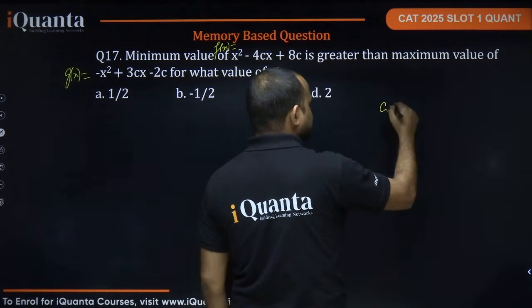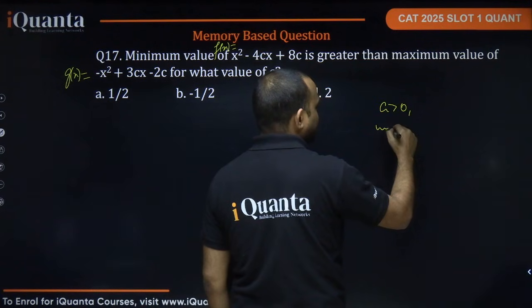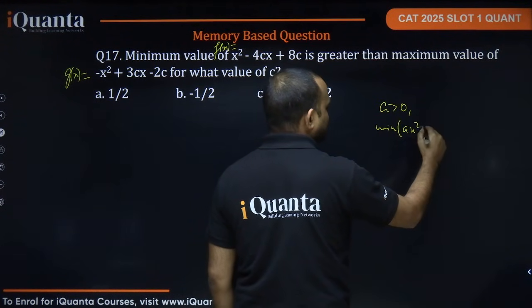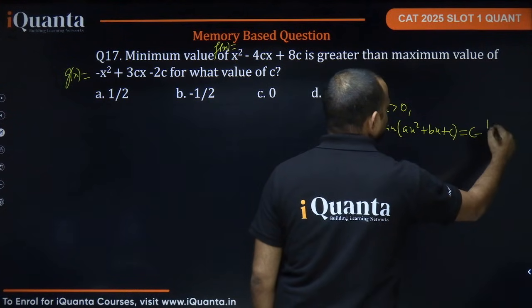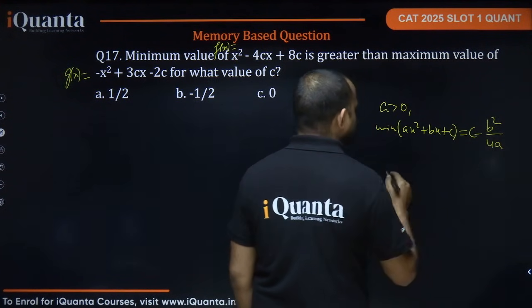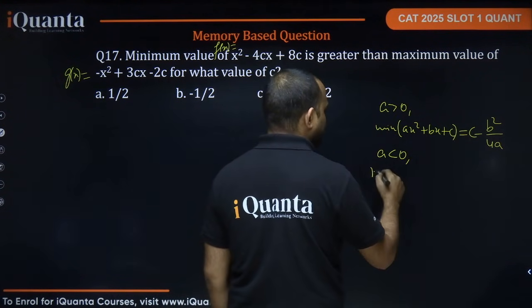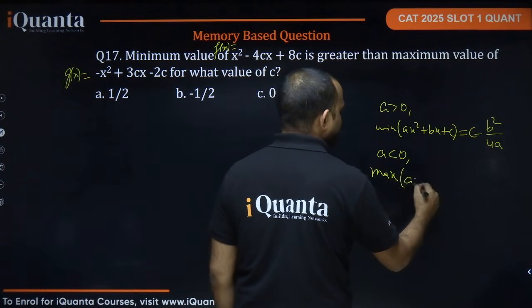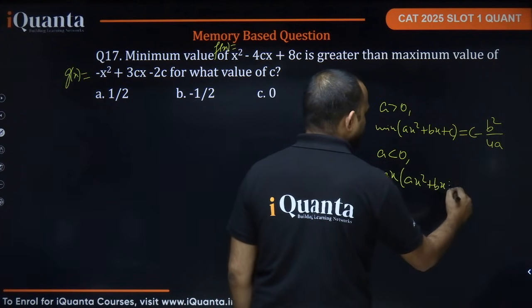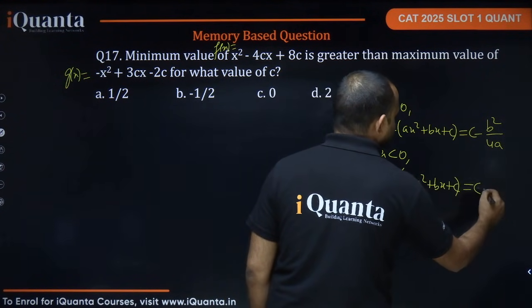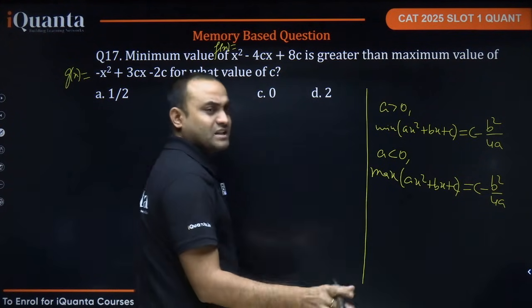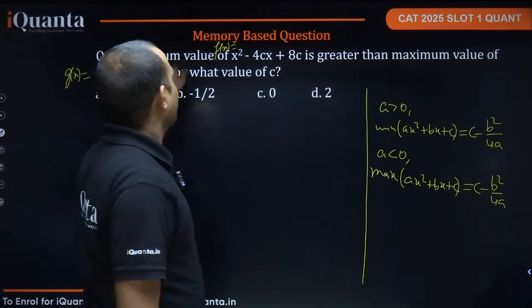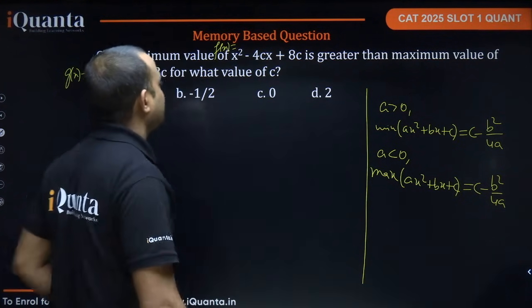If a is greater than 0, then we get minimum value of ax square plus bx plus c as c minus b square by 4a. And when a is less than 0, we get maximum value of ax square plus bx plus c is equal to c minus b square by 4a. Same thing, same expression, right? Nothing else.